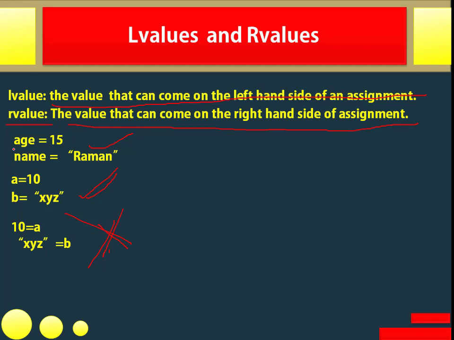So this one we call the Lvalue, age. This is a variable, a label. This is the value we are assigning to it. Again, the variable or its label is the Lvalue.